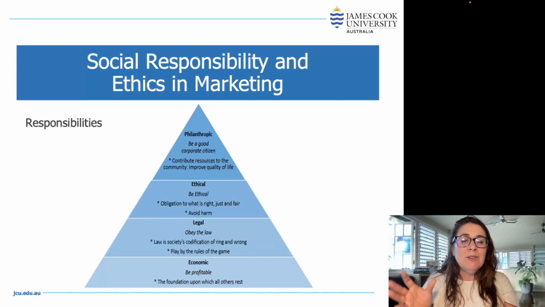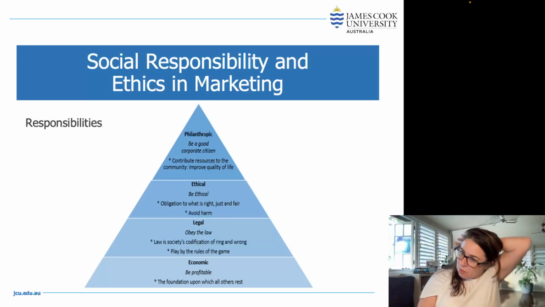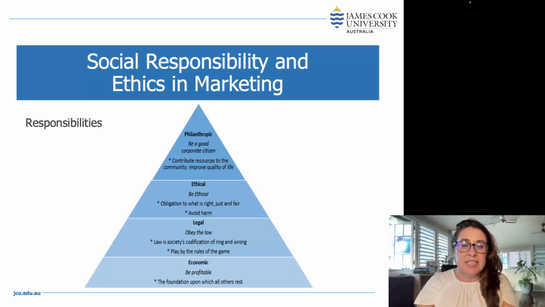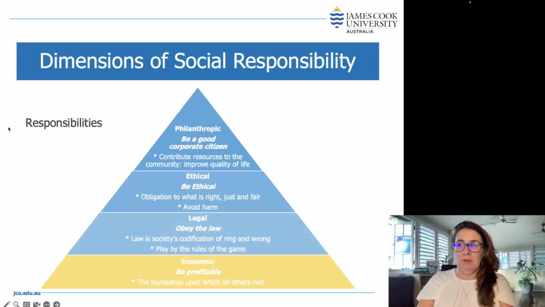The economic, legal, ethical, and philanthropic dimensions of social responsibility can be viewed as a pyramid, and this has been taken from the textbook, and there is more information about that. But we're going to look at those four areas in a little bit more detail now. If we want to move on, there we go.